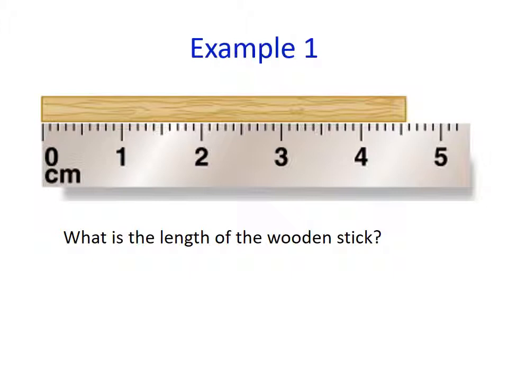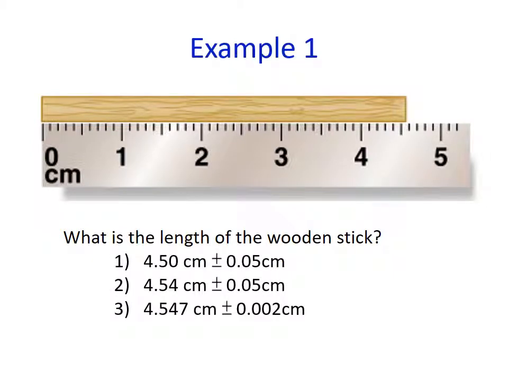Okay, so you should have got either 4.5 centimeters plus or minus 0.05 centimeters, 4.54 centimeters plus or minus 0.95 centimeters, or 4.547 centimeters plus or minus 0.02 centimeters. Remembering it's half the smallest digit, the answer has to be 4.5 plus or minus 0.05 centimeters.